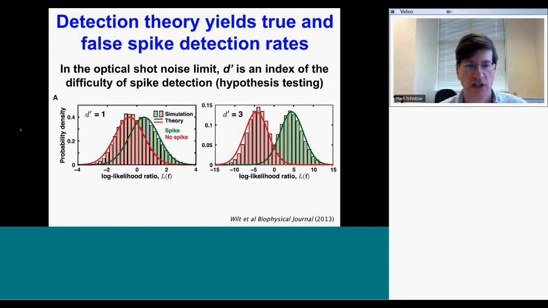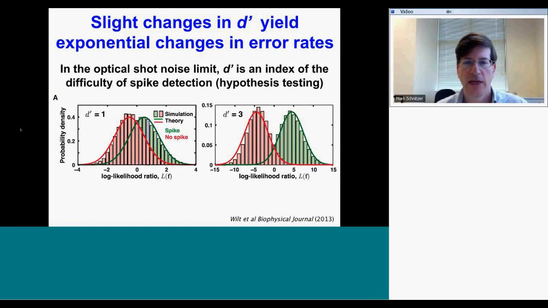And here in this slide, you can see the comparisons between the signal detection theory in the smooth curves and some simulations that we performed of stochastic photon collection. The theory well describes the stochasticity that we see in our simulations and allows us to characterize how difficult the discrimination problem is. Now, one of the things you can see from this pair of graphs is that slight changes in d prime can yield exponential improvements in the error rate.